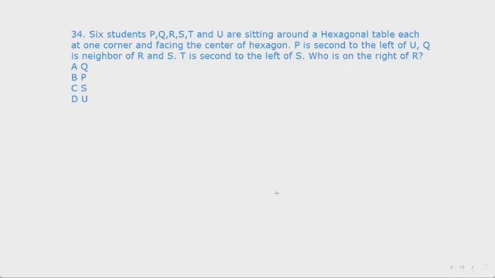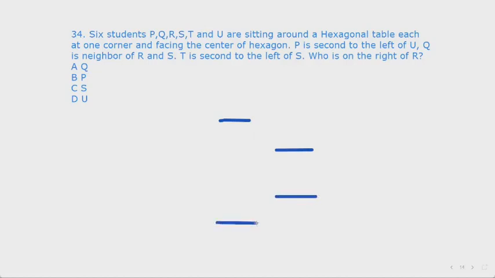So 6 students P, Q, R, S, T and U are sitting around a hexagonal table, each at one corner and facing towards the center of hexagon. P is second left. Okay. So let's assume P anywhere. अब क्योंकि ये हेक्सागोनल है तो इतना फर्क नहीं पड़ता कि मतलब इसमें कोई सर्कल या कुछ ऐसा नहीं है, रो नहीं है कि फर्स्ट कौन होगा.